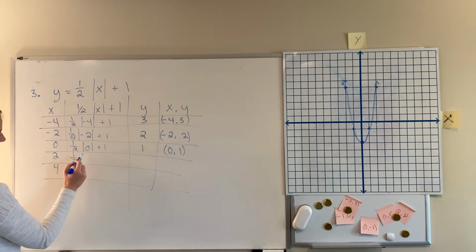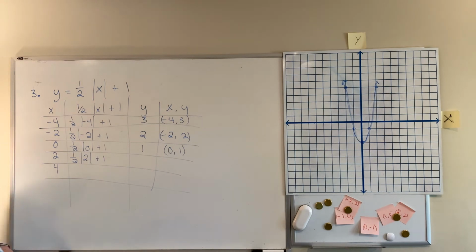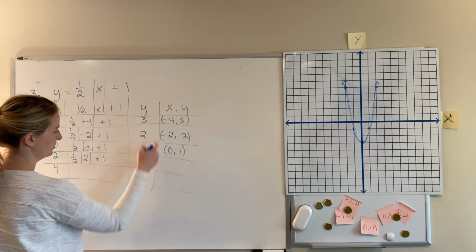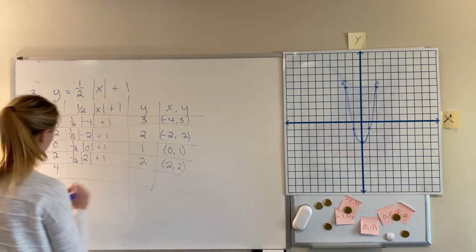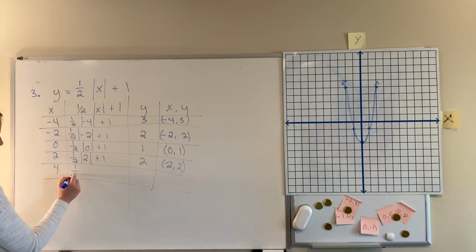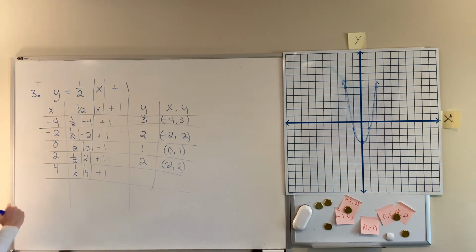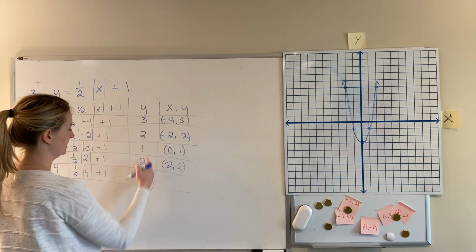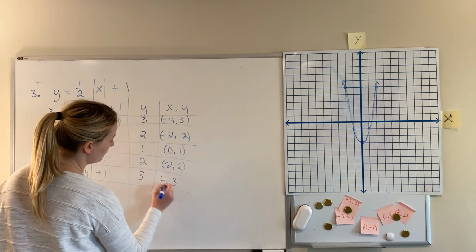1/2 times the absolute value of 2 plus 1. Absolute value of 2 is 2. Half of 2 is 1. 1 plus 1 is 2, just like we thought it would be. Then we get 2, 2. Lastly, 1/2 times the absolute value of 4 plus 1. Absolute value of 4 is 4. Half of 4 is 2. 2 plus 1 is 3. Matches up like we thought it would. And now we have the value 4, 3.